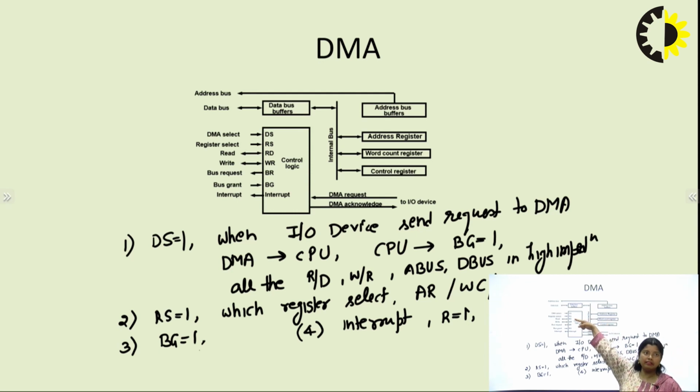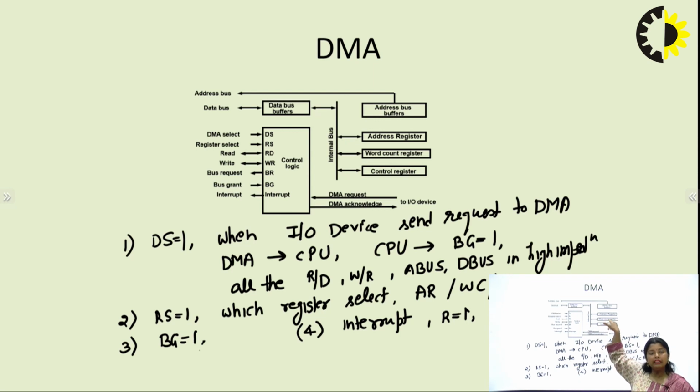Next is the register select. The DMA controller has three registers: the address register, the word count register and the control register. The address register contains the address of whatever file the IO device is transmitting, which may be stored, fetched, or updated. This file address will be held by the address register.